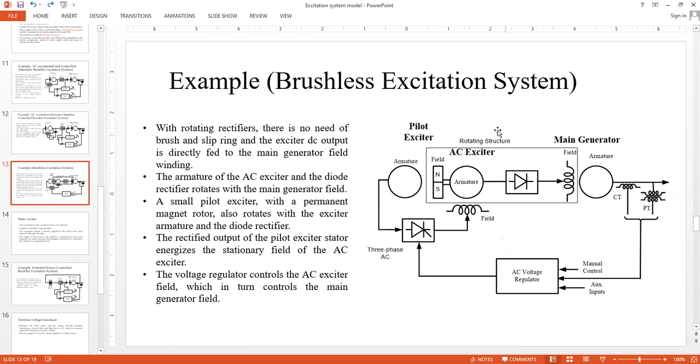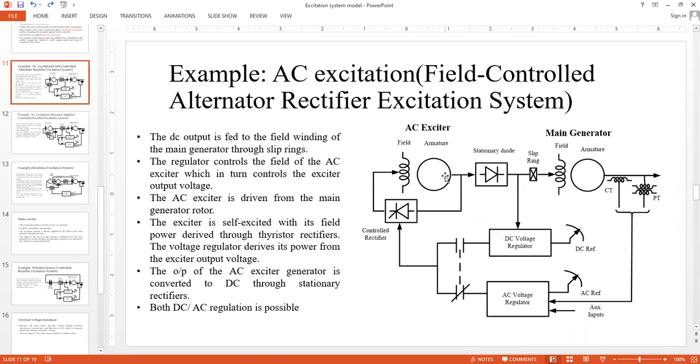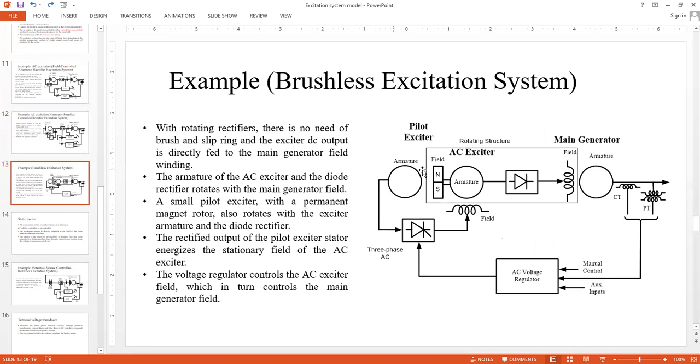Here we have a rotating structure with some pilot excitation block. So here you will have 3 armatures. In the previous two, you had 2 armatures: one was the AC exciter, another one is the main generator. This is a little different, the brushless excitation system, where you have a pilot exciter, an AC exciter, and a main generator. So you have 3 armatures.